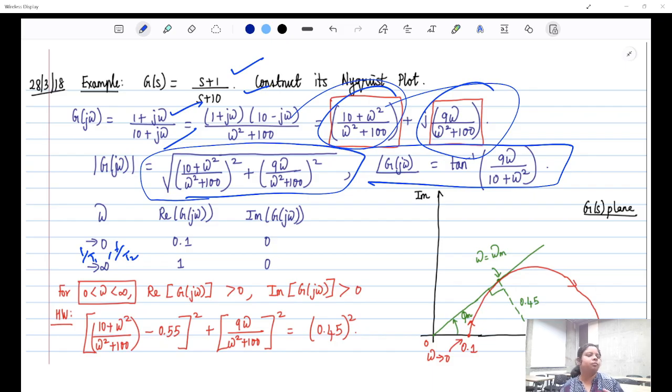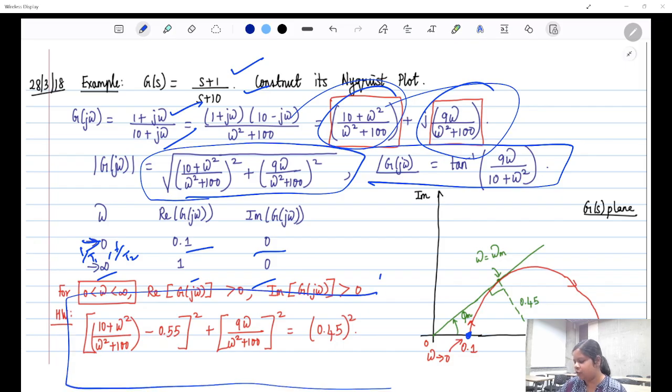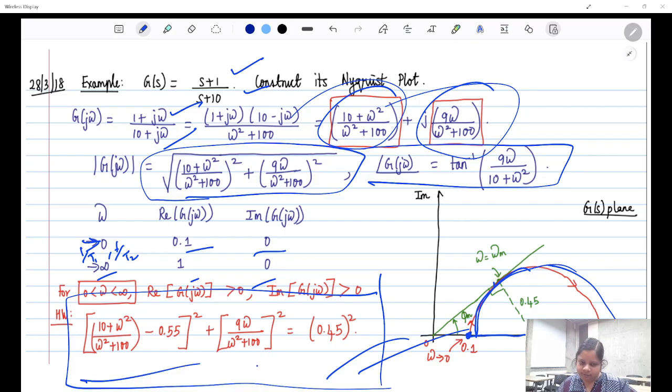Now, since we have just 2 points, for omega equal to 0 it is 0.1 comma 0. So this is the point. For omega equal to infinity, 1 comma 0 is the point, so this is the point. And then this equation is satisfied, which is a circle with a particular radius. Okay, not from here, it starts from here. This is something that you need to derive. You definitely need to find out what the center point is and whether this equation is being satisfied.